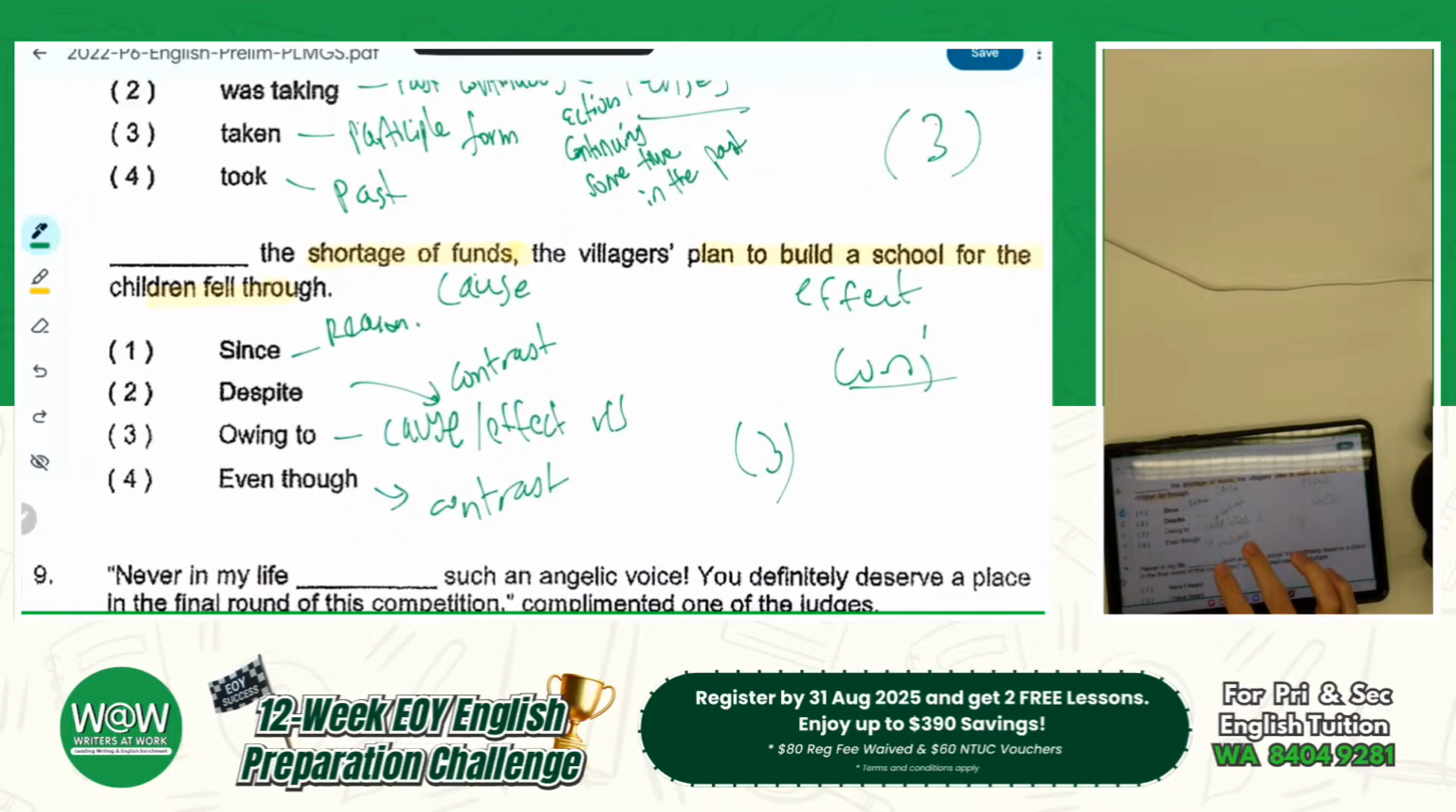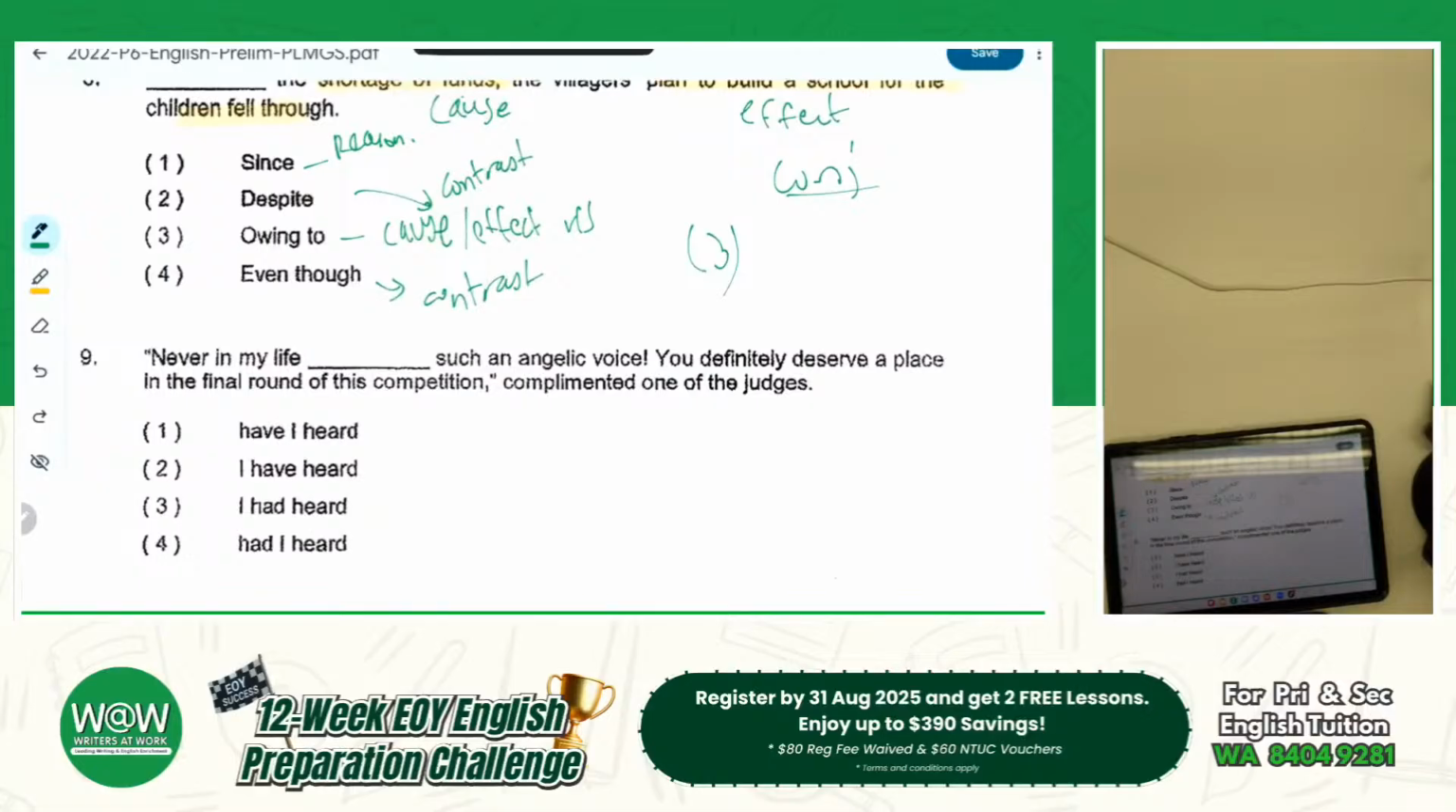Now moving on, let's take a look at number 9. Never in my life dash such an angelic voice. You definitely deserve a place in the final round of this competition, complimented one of the judges. Okay, so question 9 here is testing you on tenses.